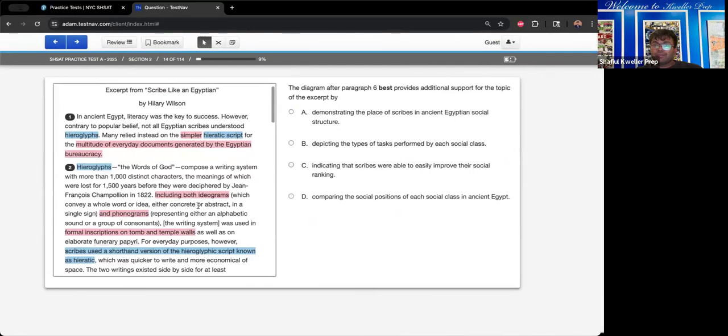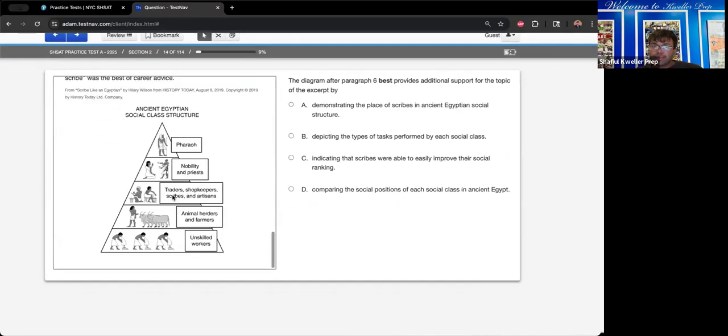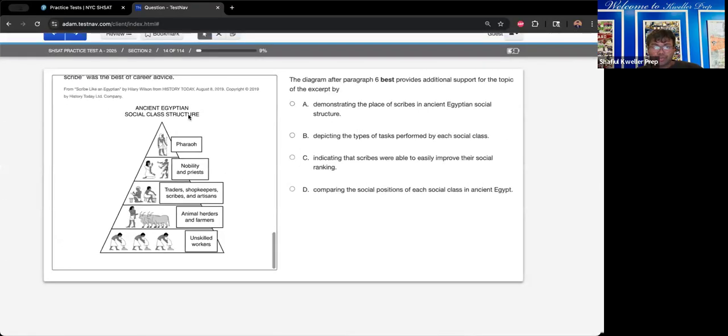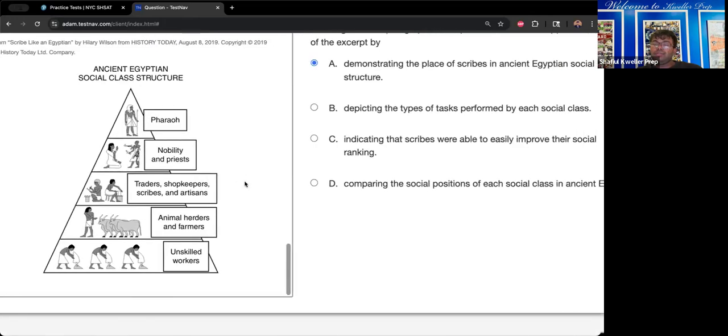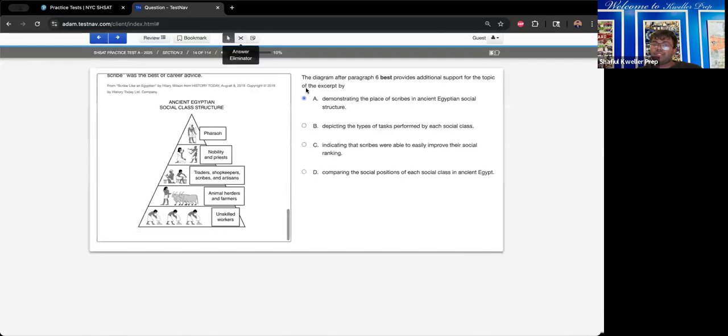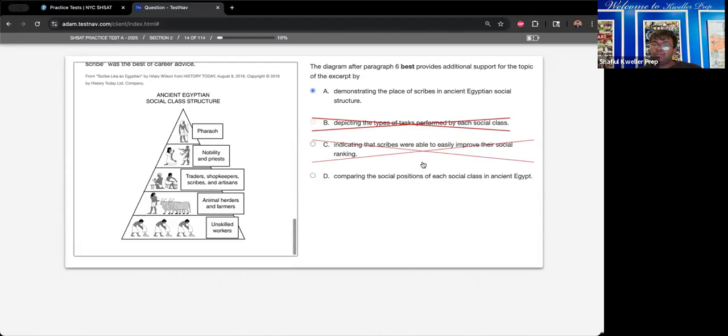The diagram after paragraph 6 best provides additional support for the topic by demonstrating the place of scribes in ancient Egyptian social structure. That's true. This is a social class structure. We see where they are here. Could be A. Let's look at each one. Depicting the types of tasks, but I don't really care what other people are doing. I only care about what scribes are doing here. So they didn't really want to show the different types of tasks for each social class. Indicating that scribes were able to easily improve their social ranking. I mean, again, this diagram doesn't really show that.